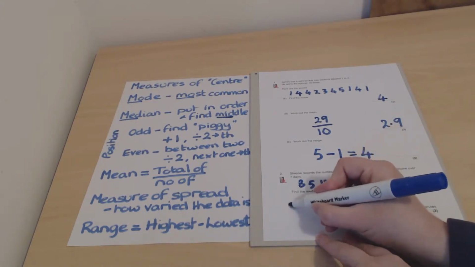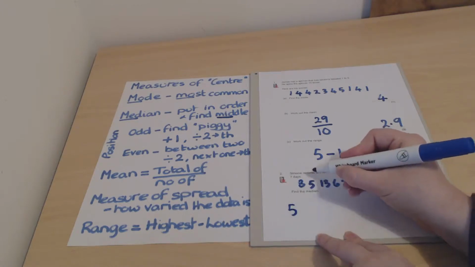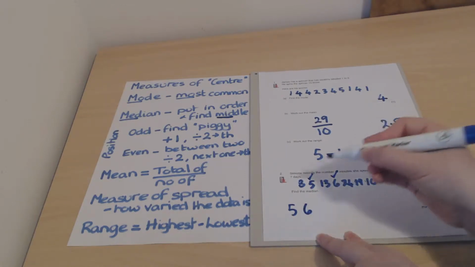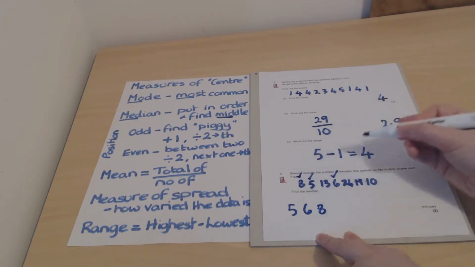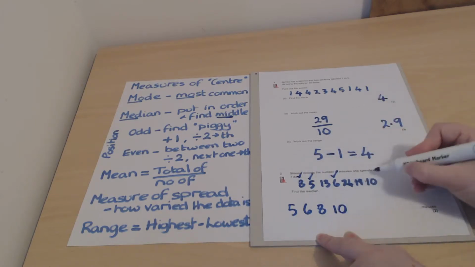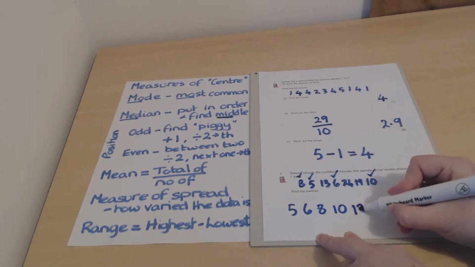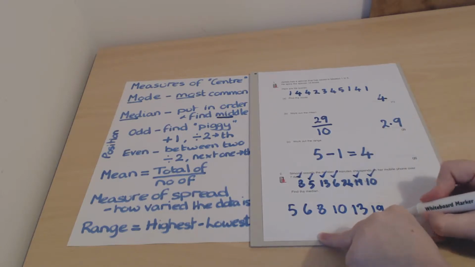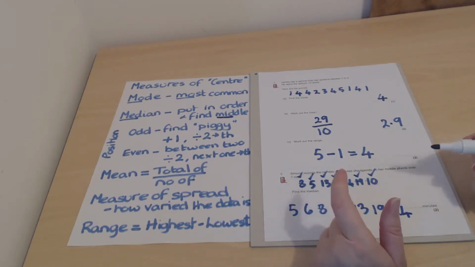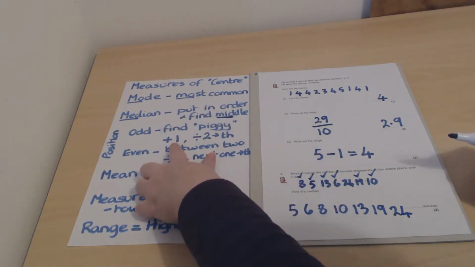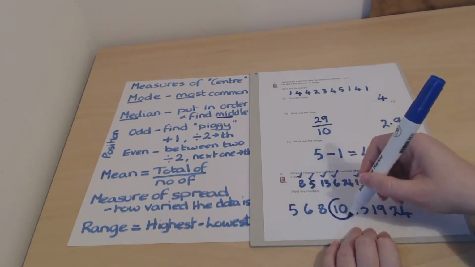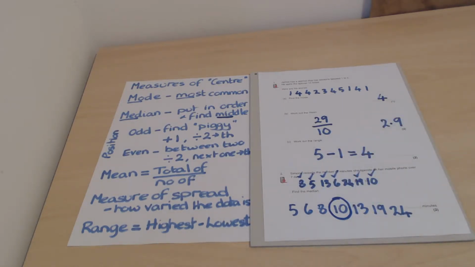So that means we're going to start with the 5. Now typically I would cross off as I was going, but I don't want to obliterate it. So 5 and then 6, then 8, then 10, 13, 19 and 24. So I have 7 pieces of data, so I'm going to add 1, which makes 8, divide by 2, which is 4. So I want the 4th piece of data, 1, 2, 3, 4. So here is my median of 10.